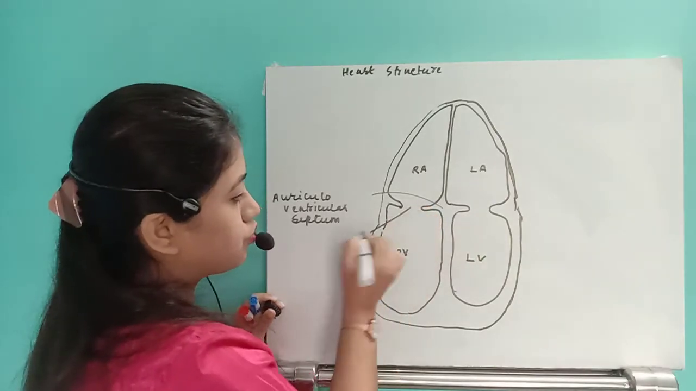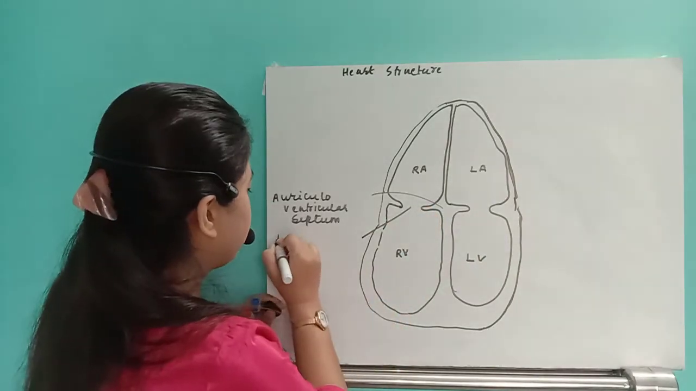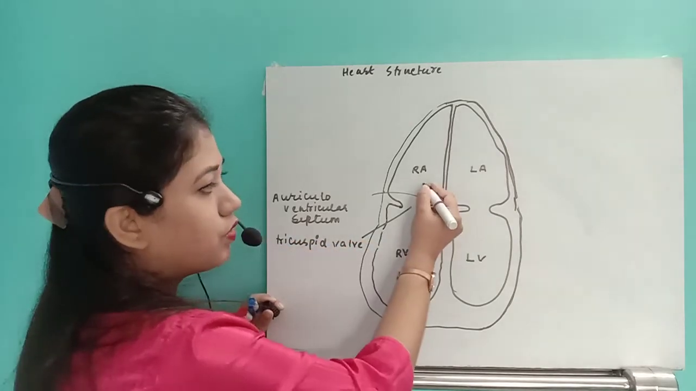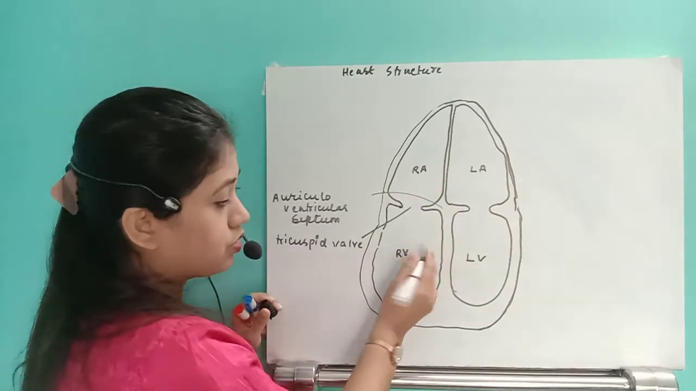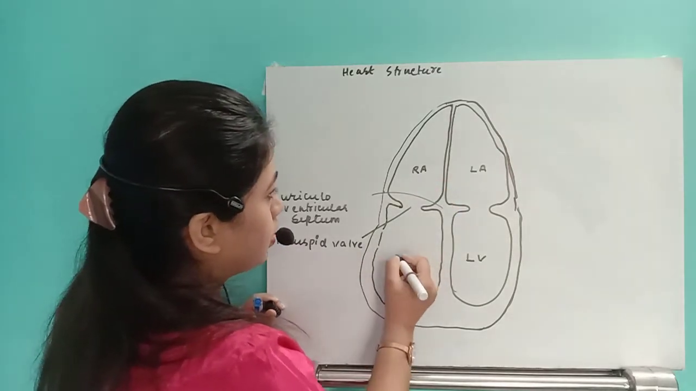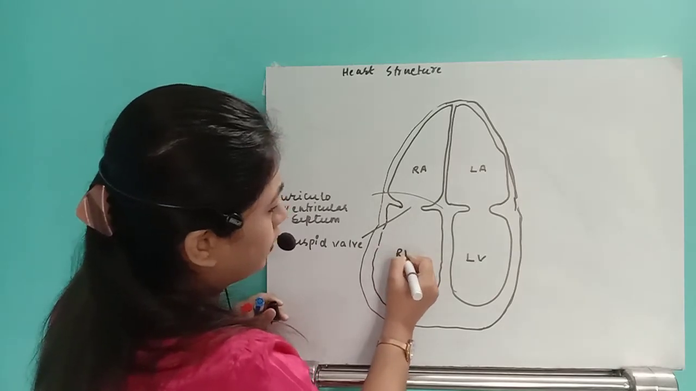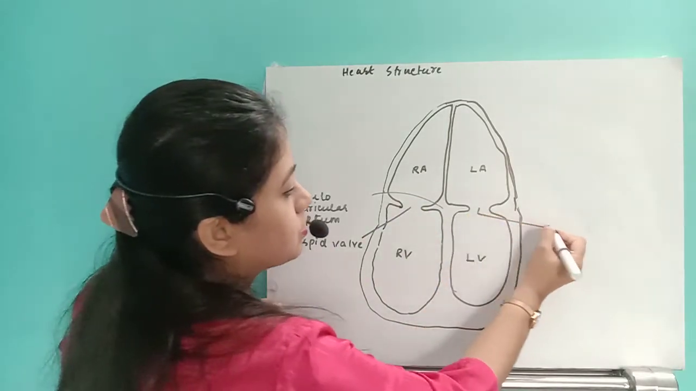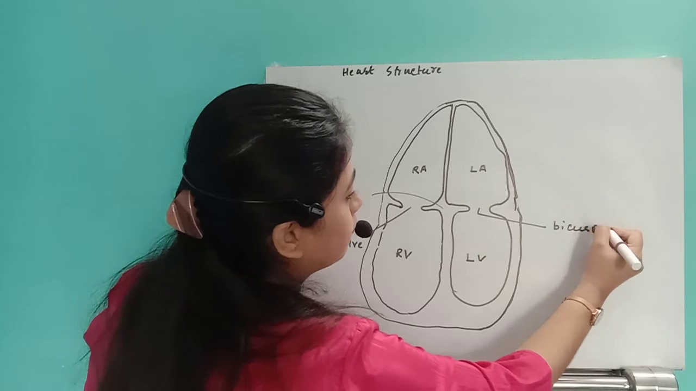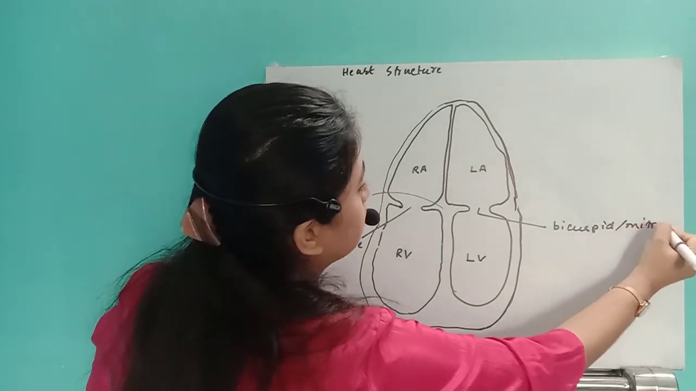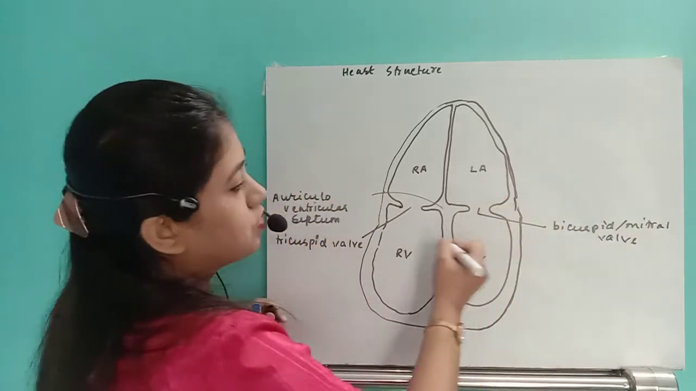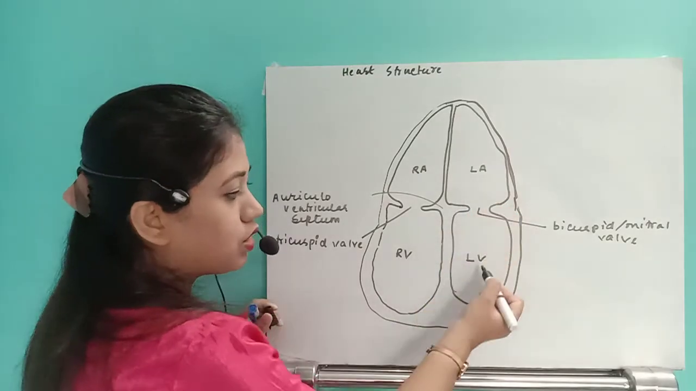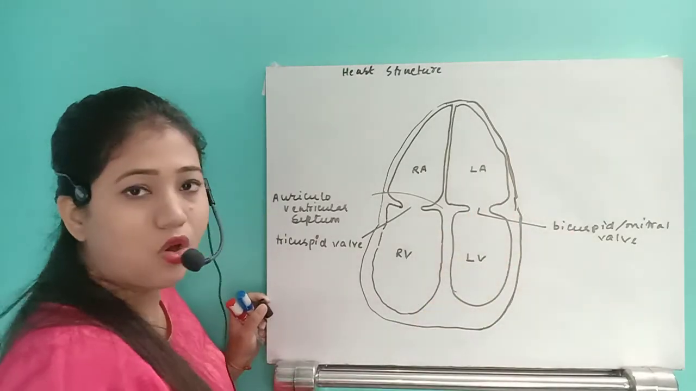What are the names of those two openings? This is known as the tricuspid valve, which will allow the entry of blood from the right auricle to the right ventricle. And this one is known as the bicuspid valve or the mitral valve. This allows blood to pass from the left auricle to the left ventricle by means of this bicuspid or mitral valve.